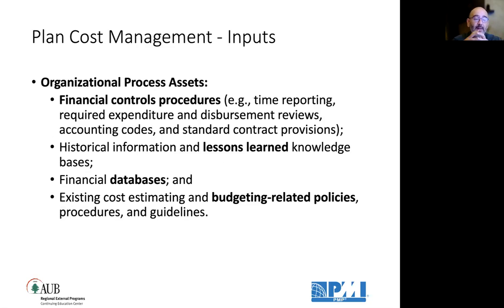OPAs, examples here are your financial controls, policies and procedures, historical information and lessons learned, financial databases, existing cost estimating and budget-related policies and procedures and guidelines.